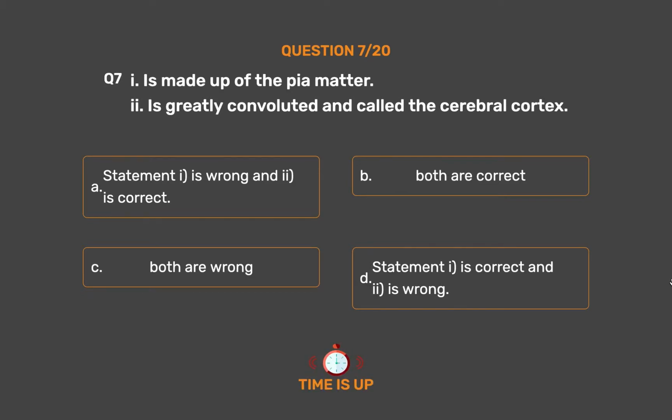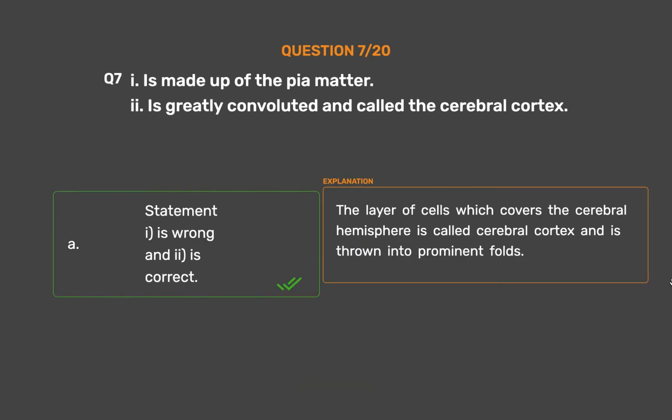The correct answer is Option A. Statement 1 is wrong and 2 is correct. The layer of cells which covers the cerebral hemisphere is called cerebral cortex and is thrown into prominent folds.